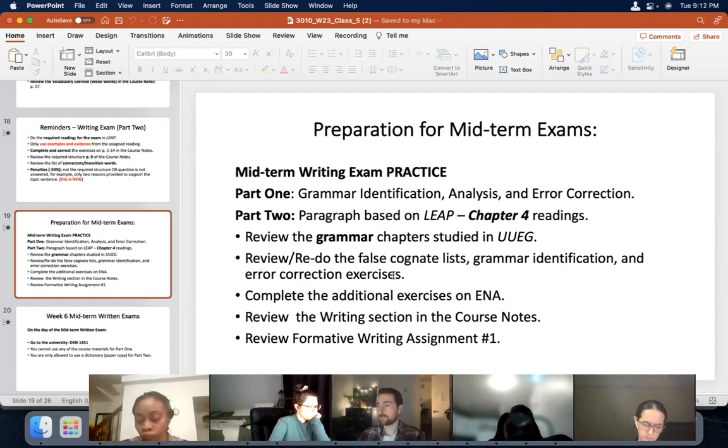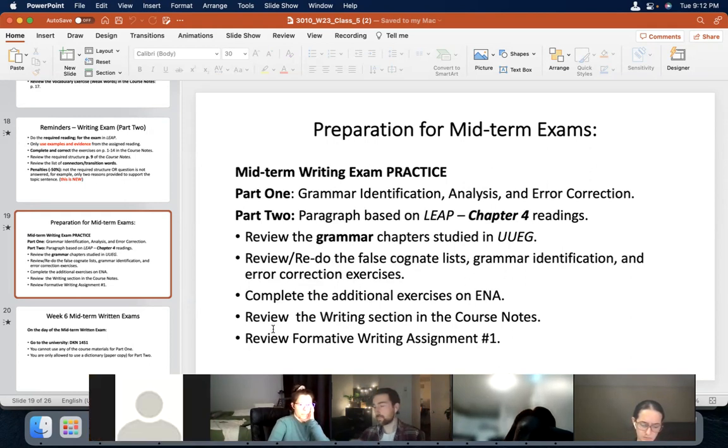Like when you do them and you find the answers, well, if you go back, you've done them all. If you go back to the first one and you redo it, you won't remember. So it will be another opportunity for you to see if you can find them faster. Okay? And complete the additional exercises on ENA. Review the writing section in the course notes, and your formative writing assignment, I'm going to give it back to you this week. I want you to review that as well.